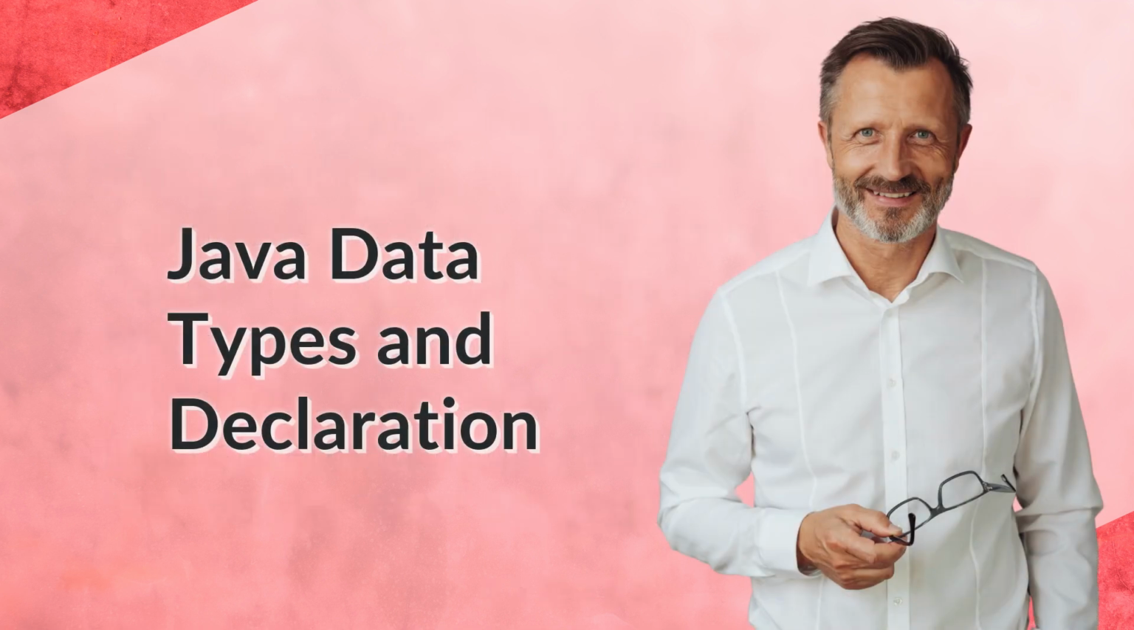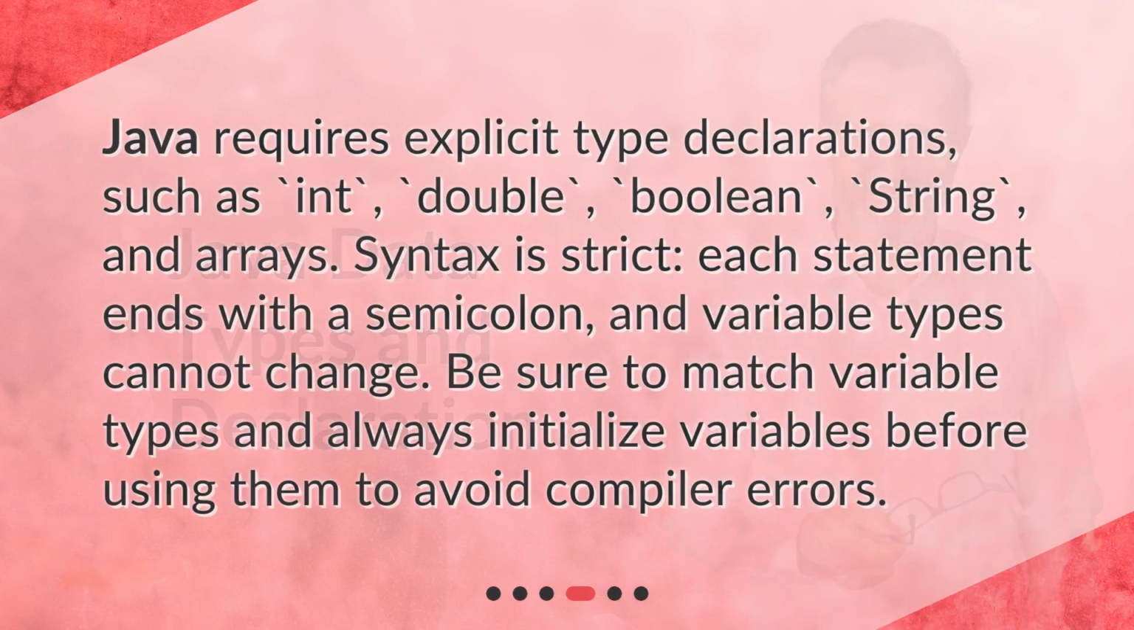Java data types and declaration. Java requires explicit type declarations such as int, double, boolean, String, and arrays. Syntax is strict. Each statement ends with a semicolon, and variable types cannot change. Be sure to match variable types and always initialize variables before using them to avoid compiler errors.